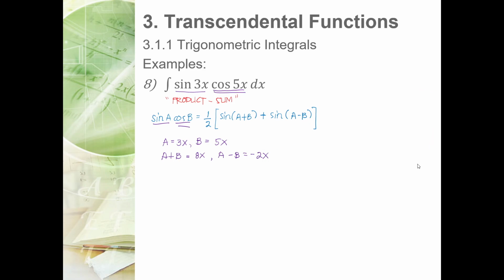So we can now replace the equation. From the integral of sine 3x cosine 5x dx, this becomes 1/2 of the integral of sine 8x plus sine negative 2x dx.